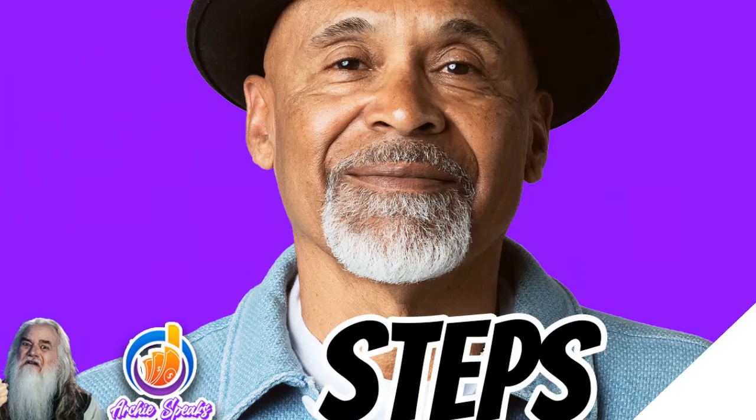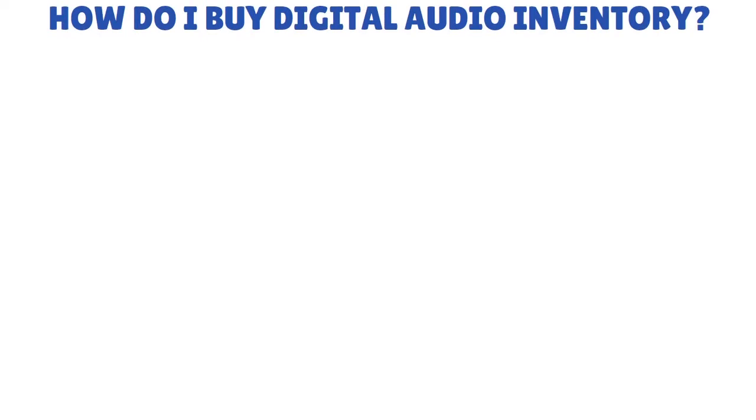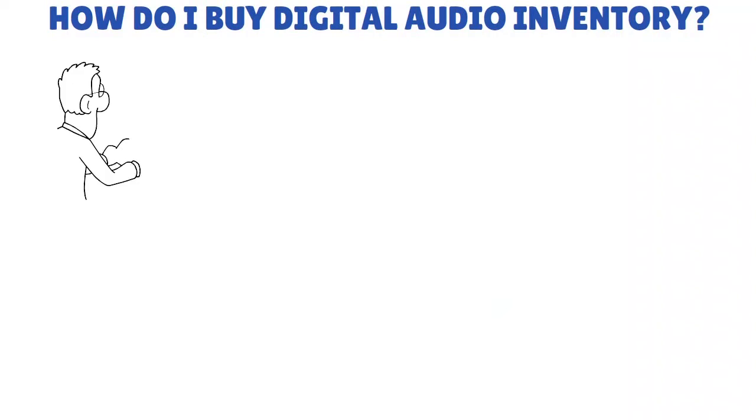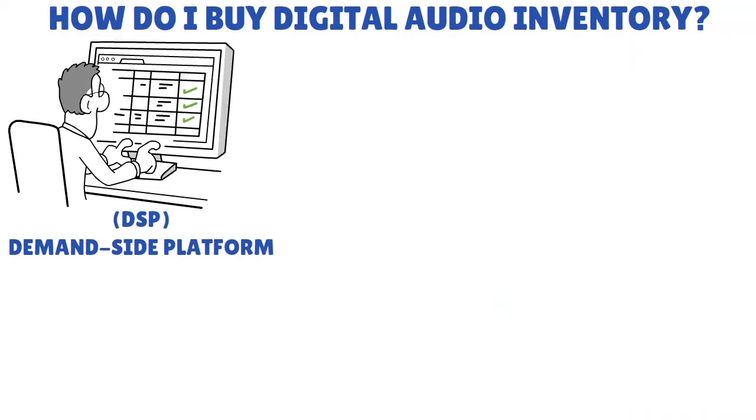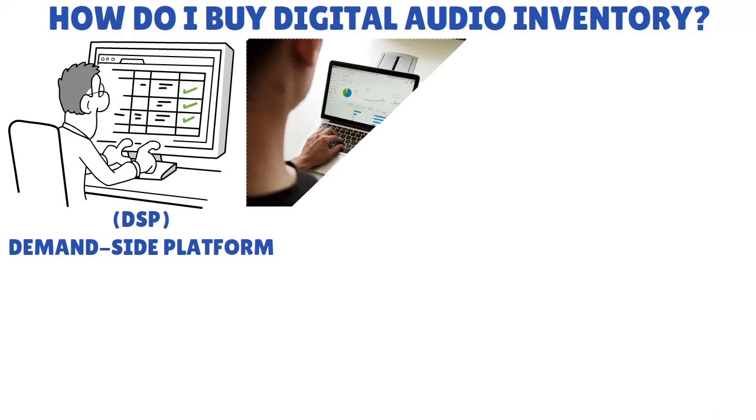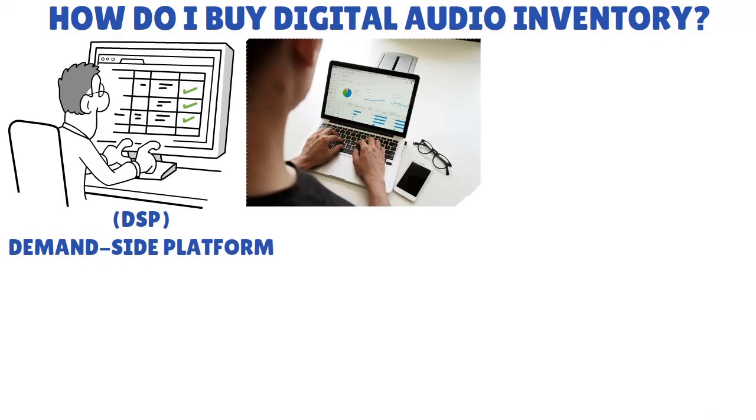Now let me talk to you about the steps. How do you buy digital audio inventory? When we talk about programmatic audio advertising, the ancillary topic here is digital audio inventory, right? You've got to really understand that. And when we talk about digital audio inventory, we are speaking about DSP. Those terms are connected. DSP, demand side platform. To buy digital audio ads programmatically, you will need a DSP, a demand side platform.